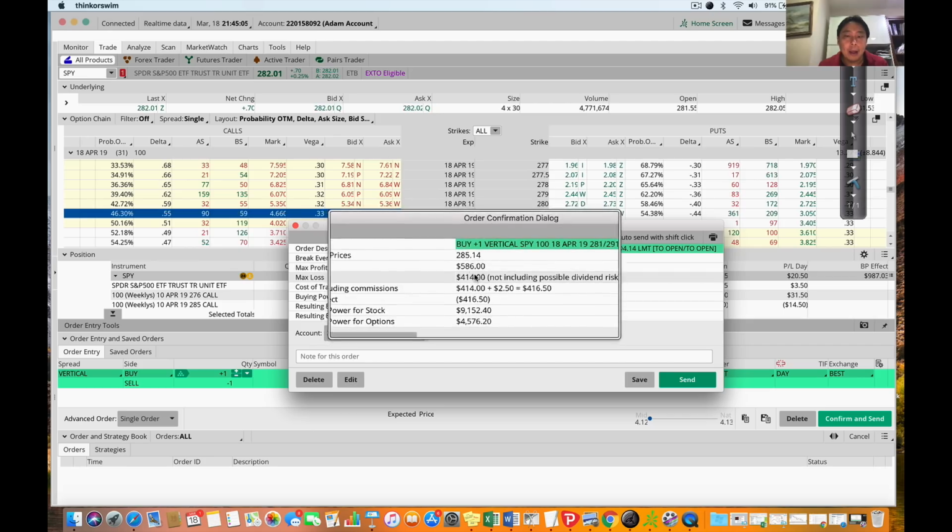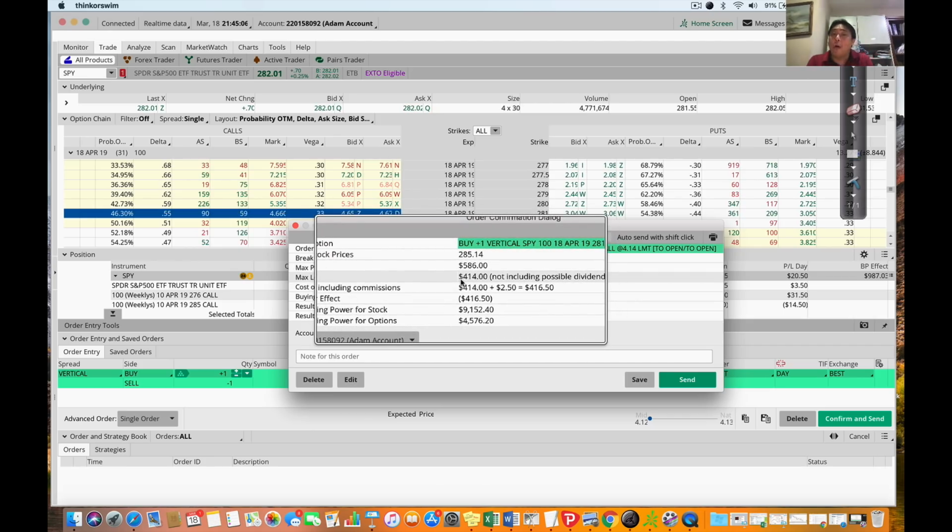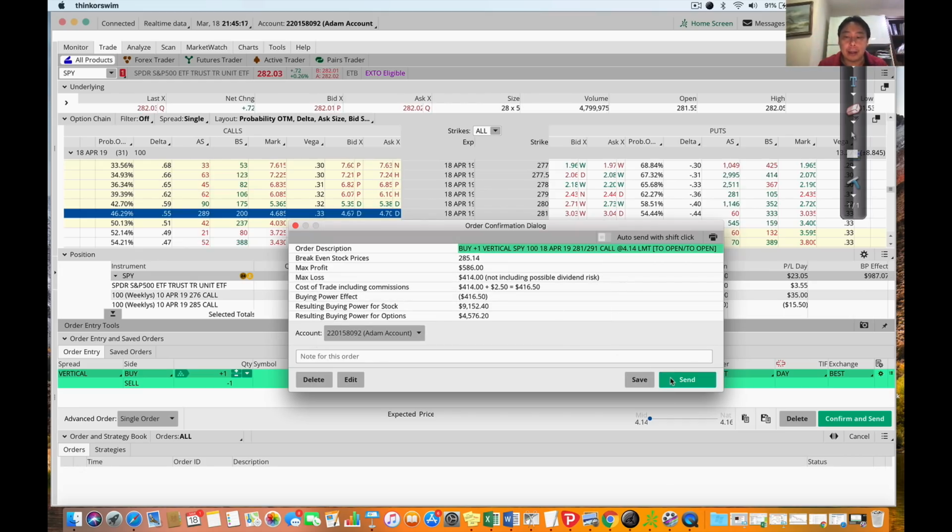But again, I won't allow it to lose 414 by holding it to expiration. I would probably lose 250 or 260 because I'm going to cut loss the moment it goes down, way before expiration. So if I'm happy, I can click send and the trade will be in.